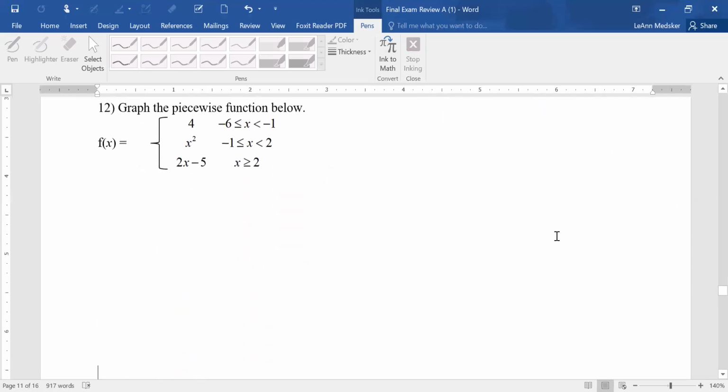For number 12, we're graphing a piecewise function. This is just a graph where the whole picture is chunked up in different domain functions. So we do a different function for different domains. So I like to think of this as doing just, and there are other ways to do this, but I like to think of doing however many rows I have, I do that many tables of values for each function. So I'm going to do XY charts for each of these.